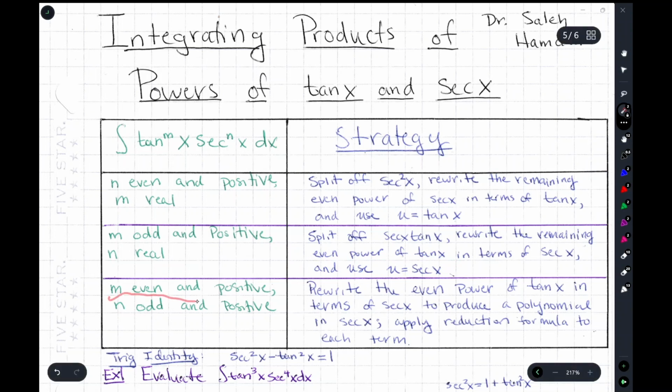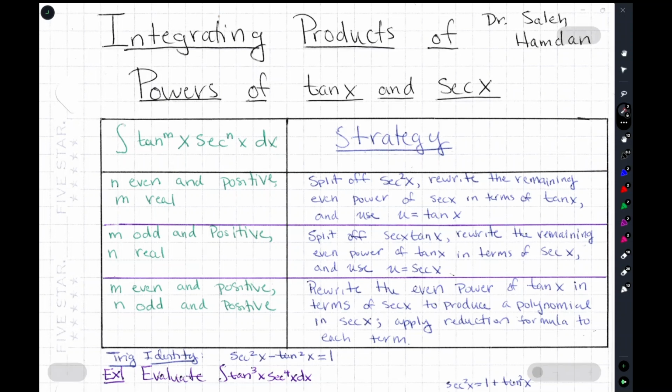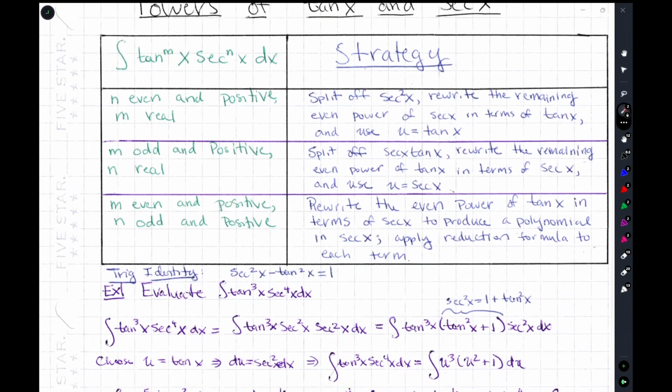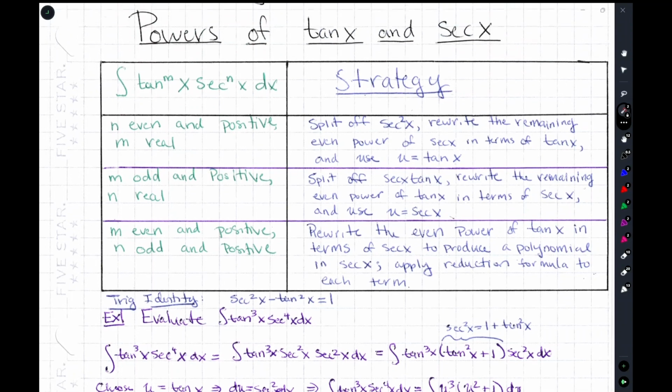And finally, if m is even and positive and n is odd and positive, then the strategy is to rewrite even powers of tan x in terms of secant x to produce some polynomial in secant x, and then apply the reduction formulas that we've seen before, or use other methods to simplify the expression. So the trig identity that's relevant here is secant squared x minus tan squared x is equal to 1. Okay, and so let's take a look at a concrete example.